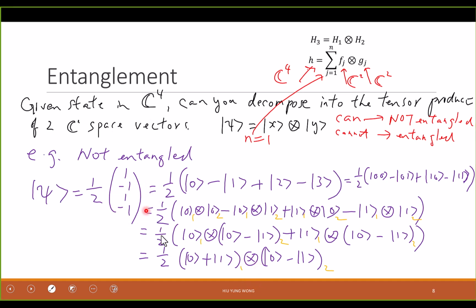Now, is this state entangled? No, because it's just a tensor product of two states in the lower spaces, one from the first space and one from the second space. Right? Exactly what it says here. If I can represent psi equal to x tensor product y, it's not entangled. Okay?